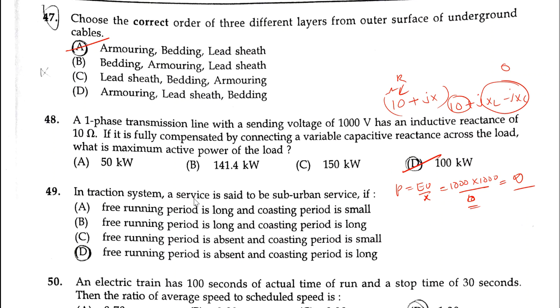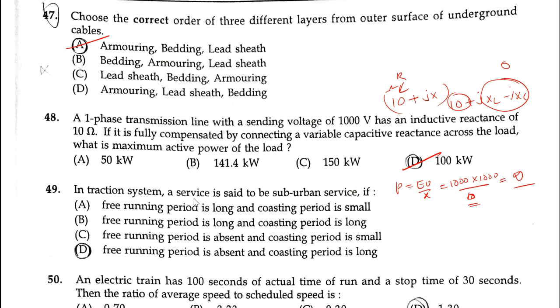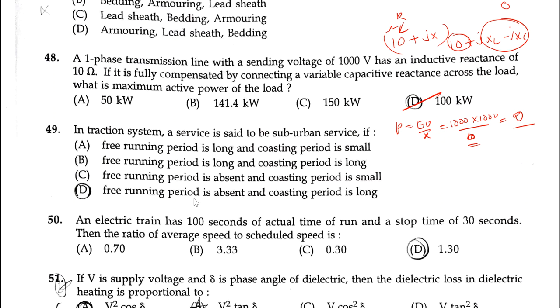Next one, in a traction system, the service is said to be suburban services if, so in case of mainline services, free running period is there. In case of suburban services or urban services, the free running period is absent. Okay, you have traveled in MMTS and metro rails, where you have seen the free running period is less. Why? Because the distance between the two stations is very less, okay, and the coasting period is long. Coasting period is long means applying the brakes, okay, so applying the braking period without supply.